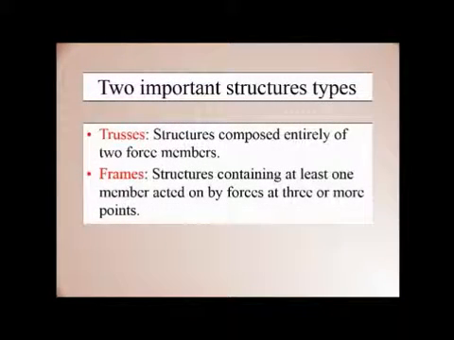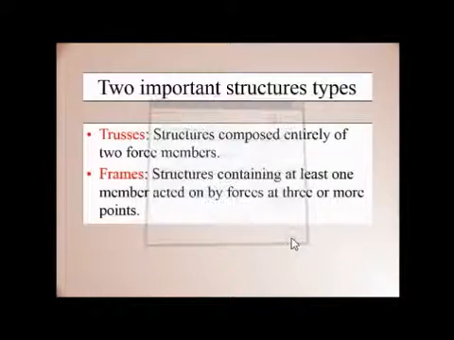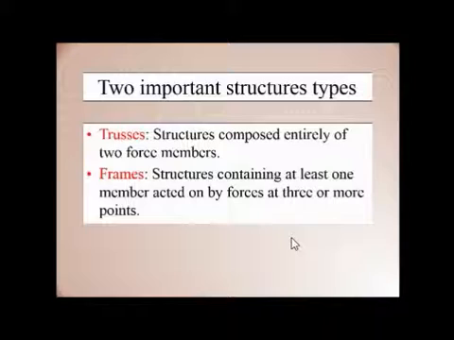So in this video we will start with two important structure types, that is the truss and the frames. A structure composed entirely of two force members is generally known as a truss, and a structure containing at least one member acted on by forces at three or more points is known as a frame. That means if a particular member is acted upon by n number of external forces, then it is known as a frame, and if it is composed entirely of two force members, then it is known as a truss.